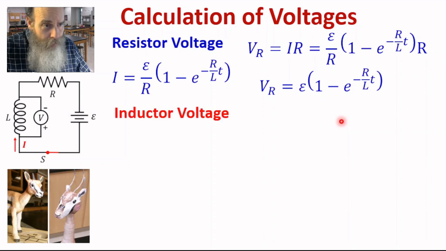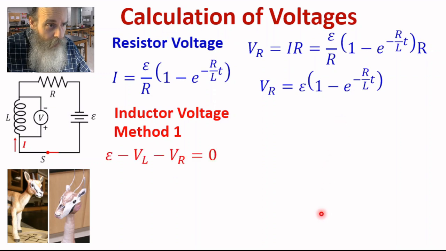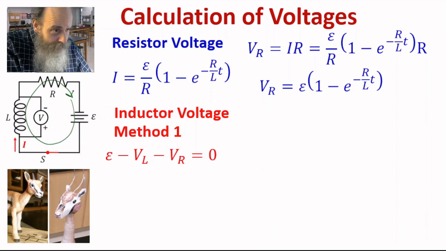Now let's look at the inductor voltage. There's two ways we can do this. First, we can use Kirchhoff's loop rule. So let's do a Kirchhoff's loop. We'll start here at the battery and go around like this.